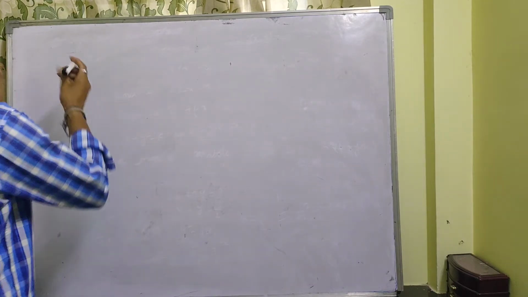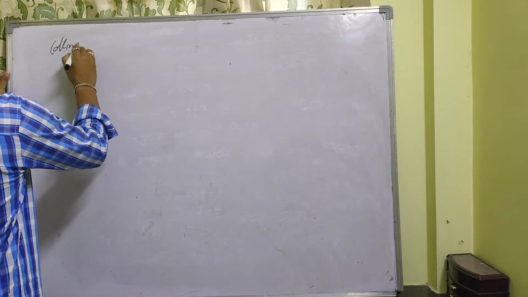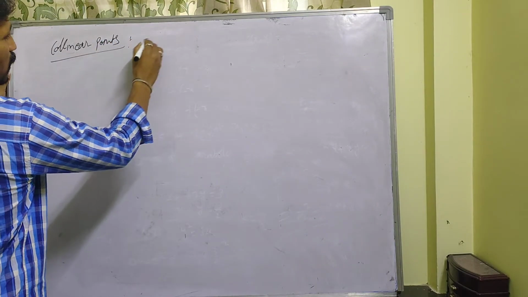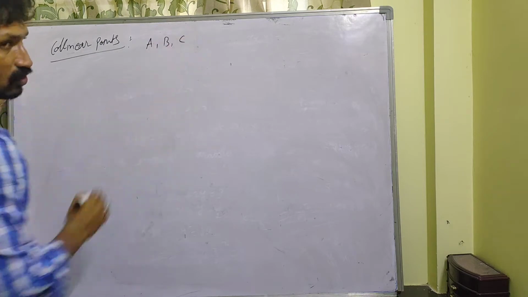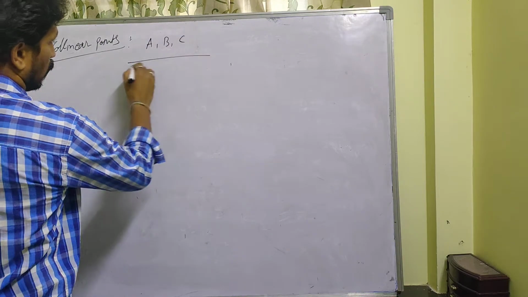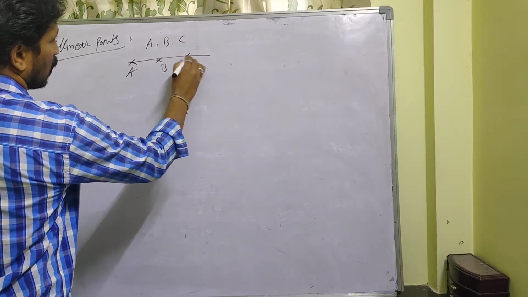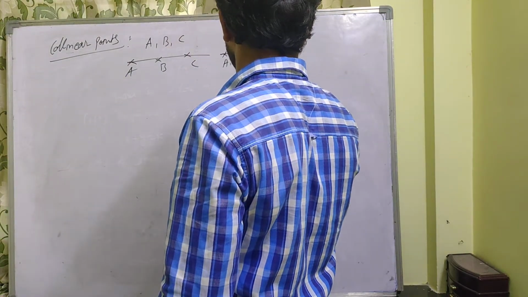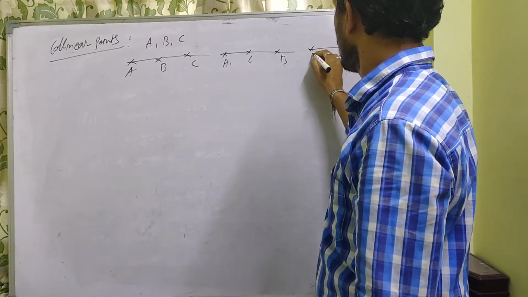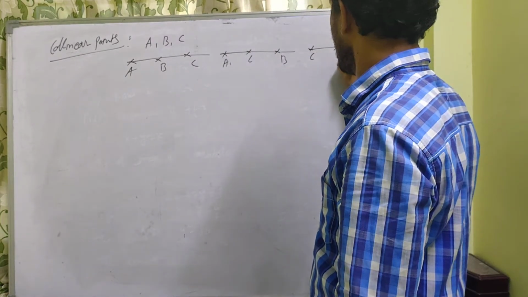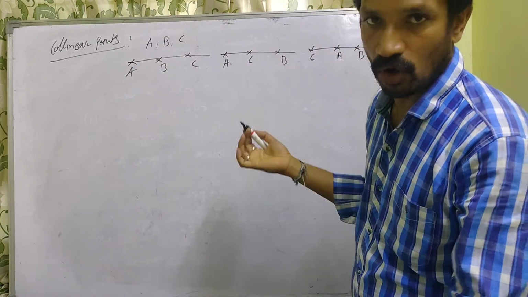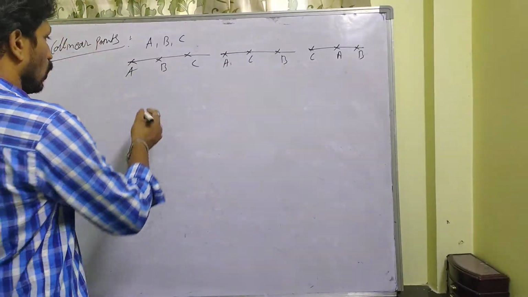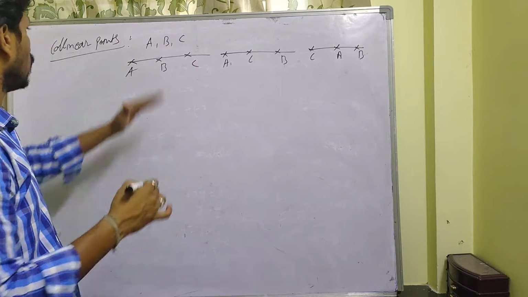Next one is collinear points. Very well you know collinear points. If you want to say 3 points A, B, C are collinear, that may be in this way. Maybe A, B, C are in this order, or here A, here C, here B, or here C, here A, here B, like that. They may be in different orders. So if one of the possibilities holds, then you can say these are collinear points.